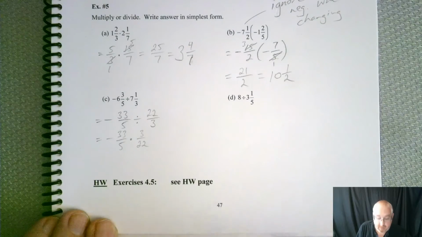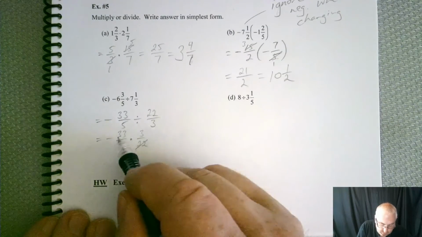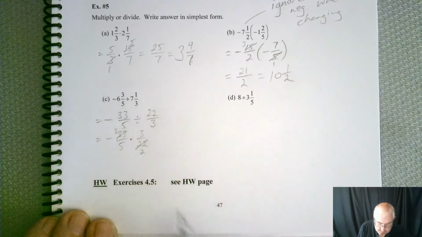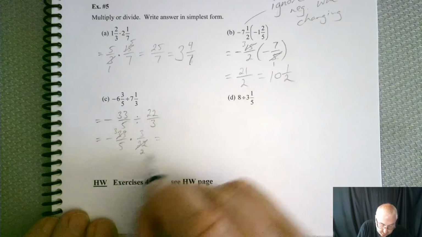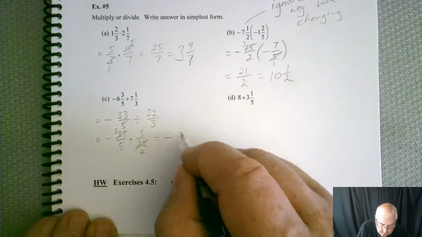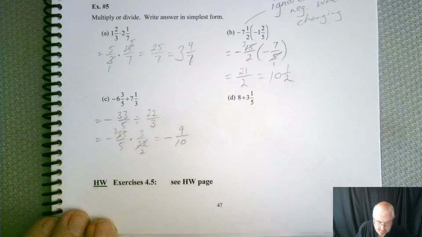All right, now we can do some cross canceling here. 11 goes into both of those. So it goes in twice, goes in 3 times. So now multiplying straight across, 3 times 3 is 9, and one of them's negative, so we will have a negative fraction for our answer. So 9 over, looks like 10. Done.